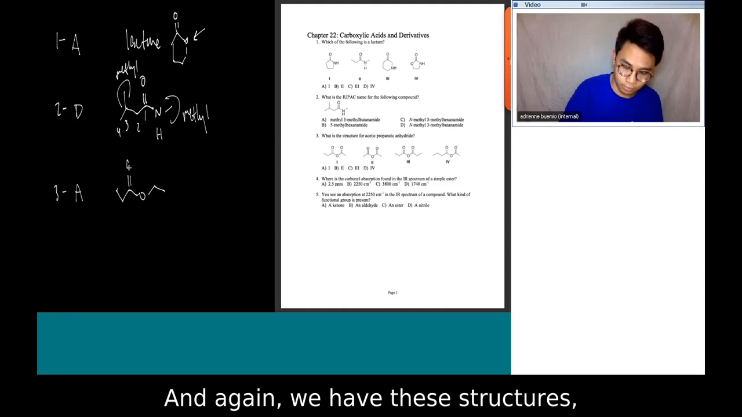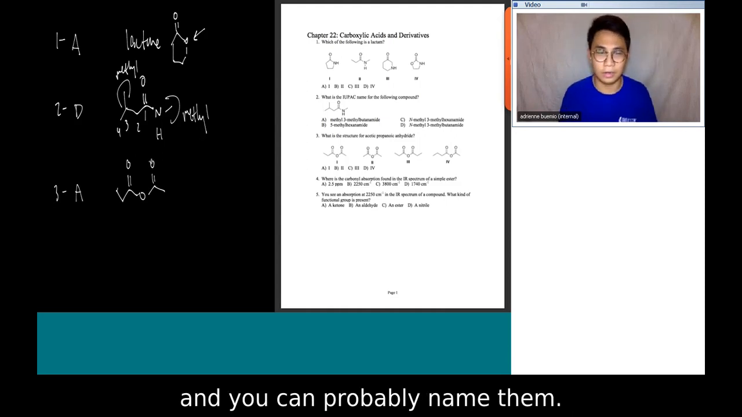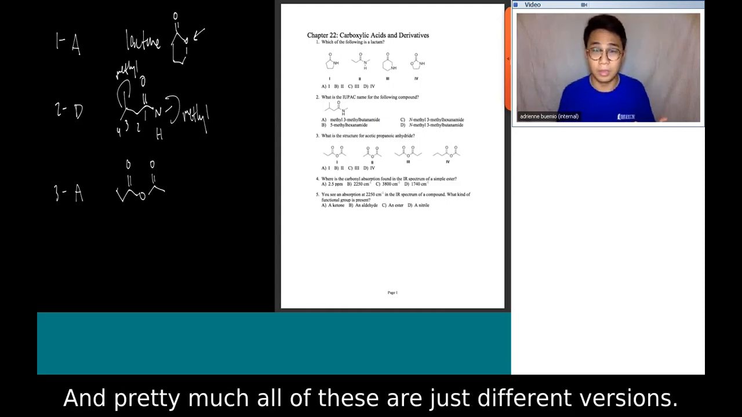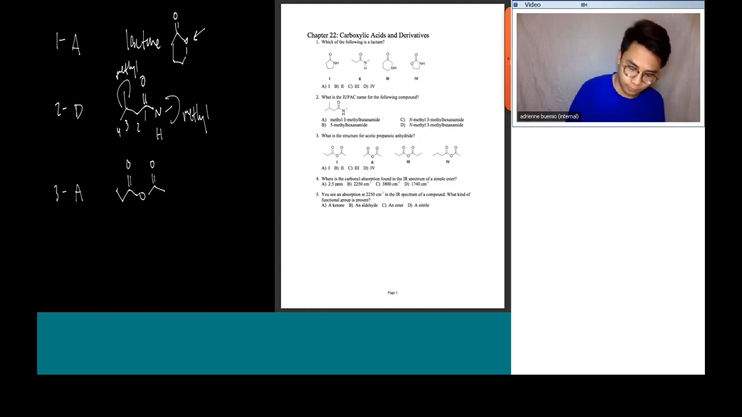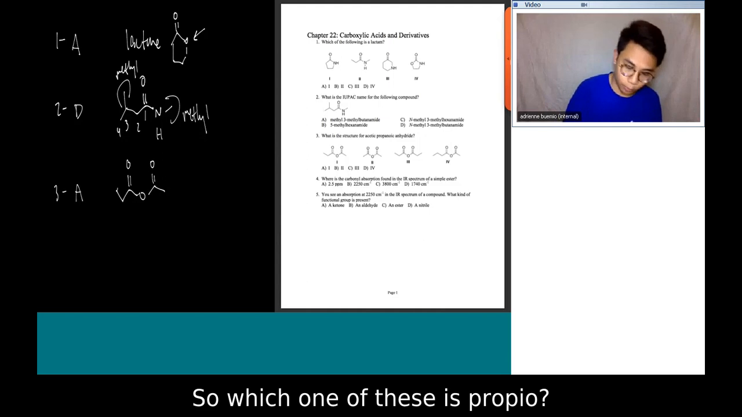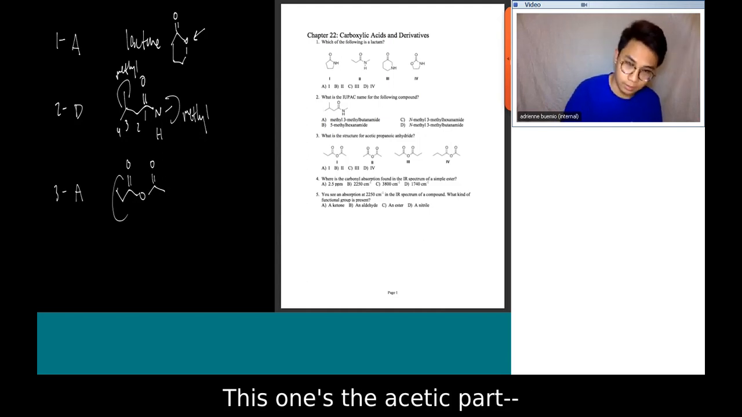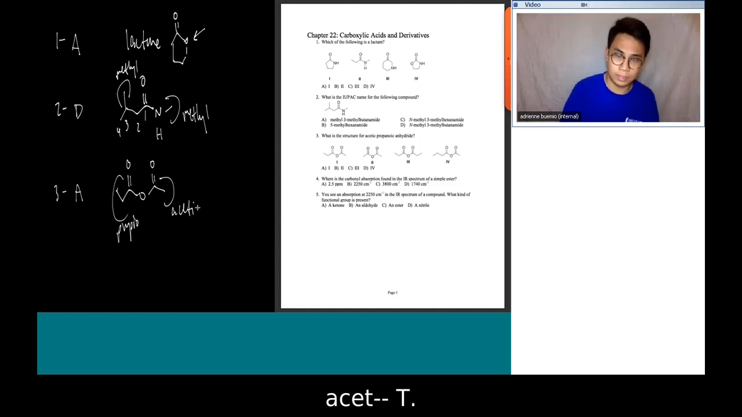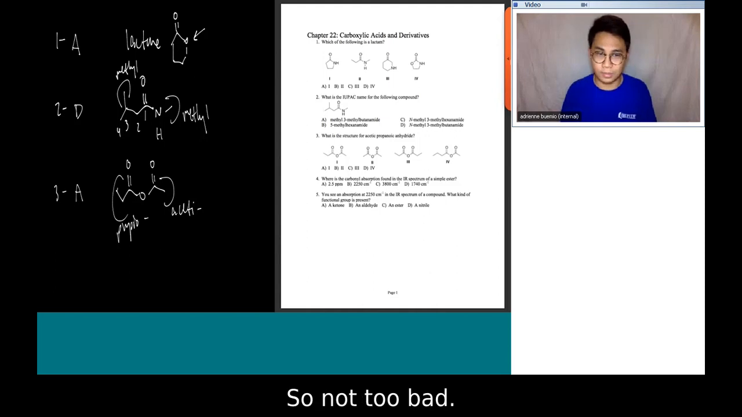And again, you have these structures, right? And you can probably name them. Pretty much all of these are just different versions, right? So which one of these is propio? This one's the propio part. This one's the acetic part, right? Acet. Right? So not too bad.